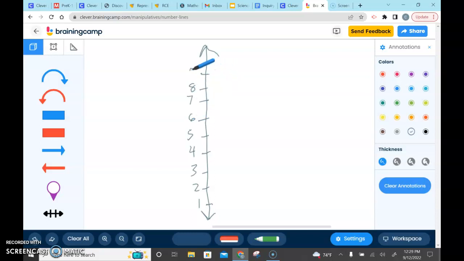We'll go all the way up to 10. Okay, now the next thing we're going to do is identify all the odd numbers. So we have 1, 3, 5, 7, and 9. Once again, with a vertical number line, we can see the farther up you go on the number line, the more value a number has. The farther down you go, the less value it has.